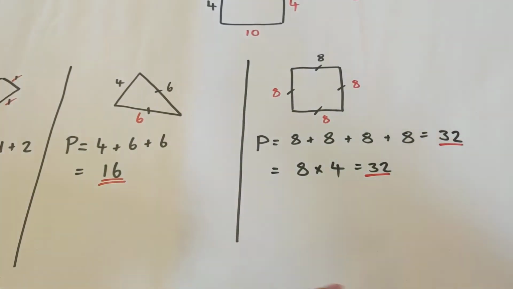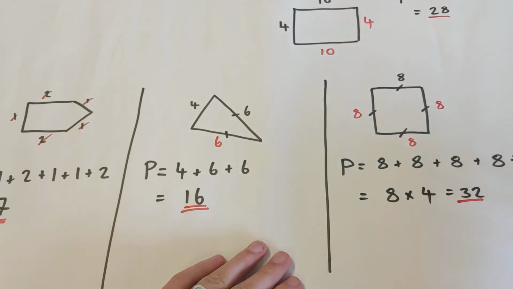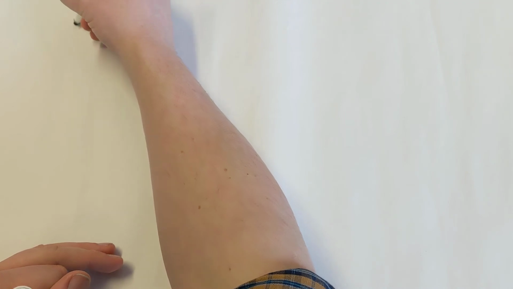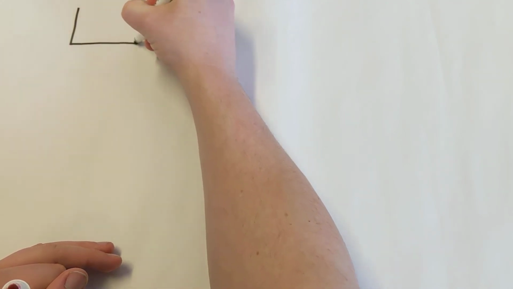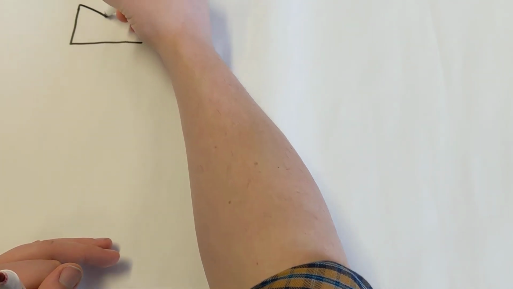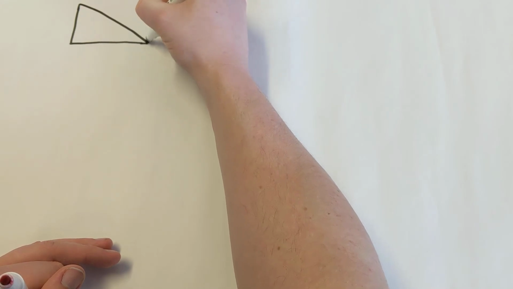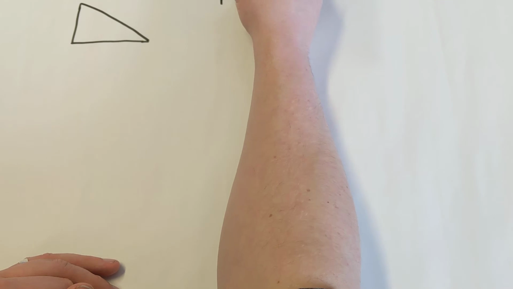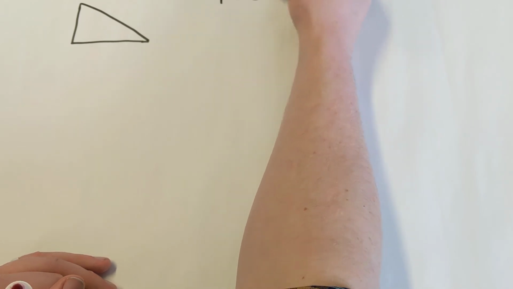It's nice and simple, but we might get ones where we already know the perimeter, and instead of working that out, they want us to work out a missing side instead. So let's look at what we do there. Let's say, for example, I've got a triangle here, and they're telling me straight away the perimeter of this is 30 meters.